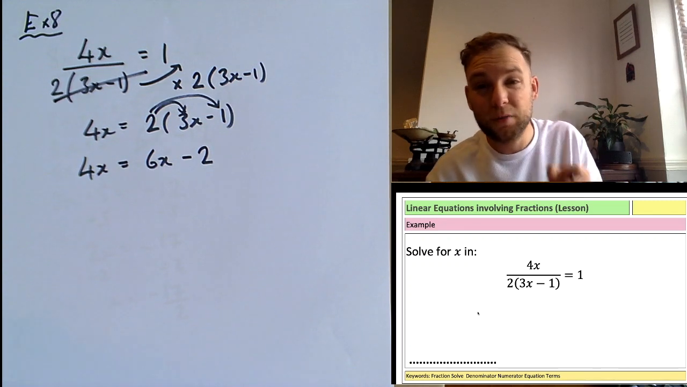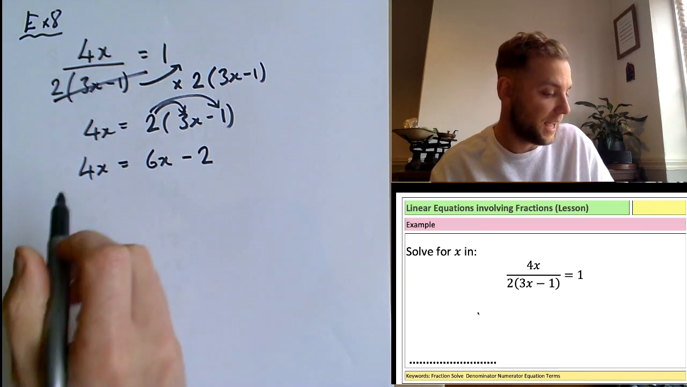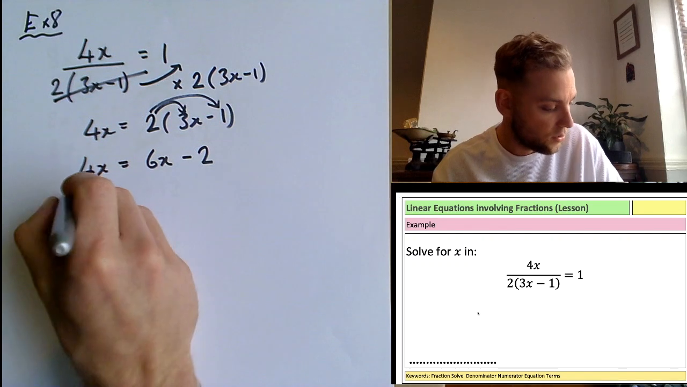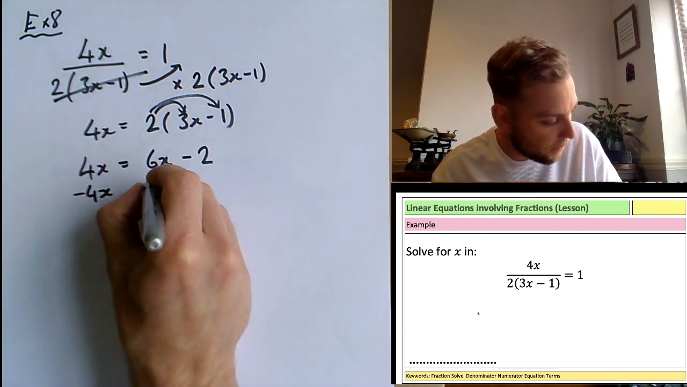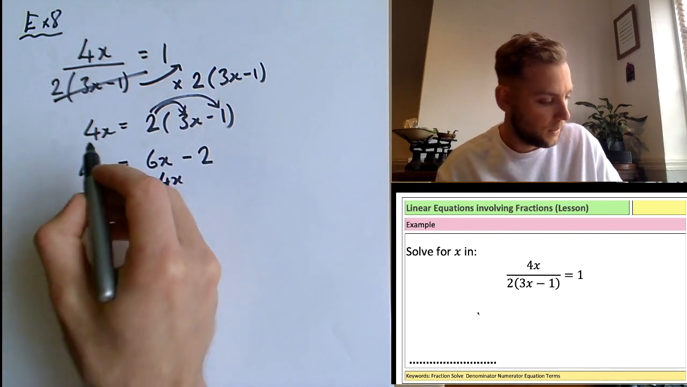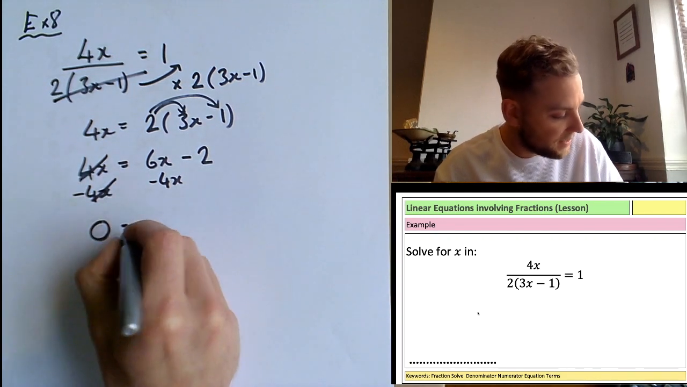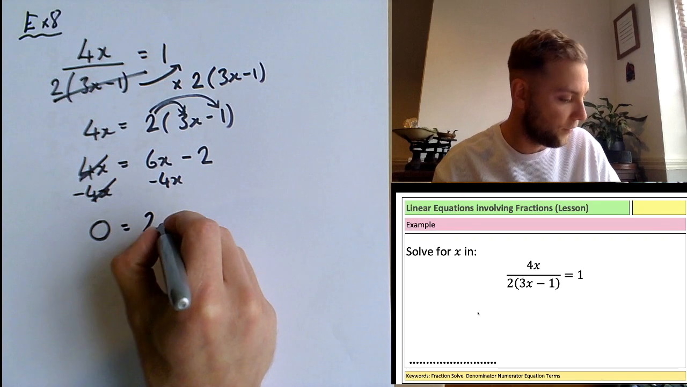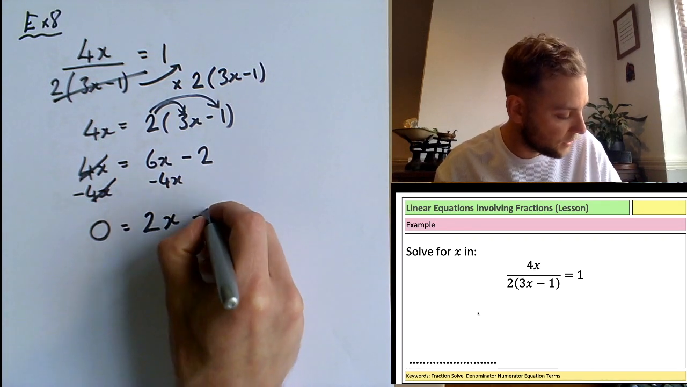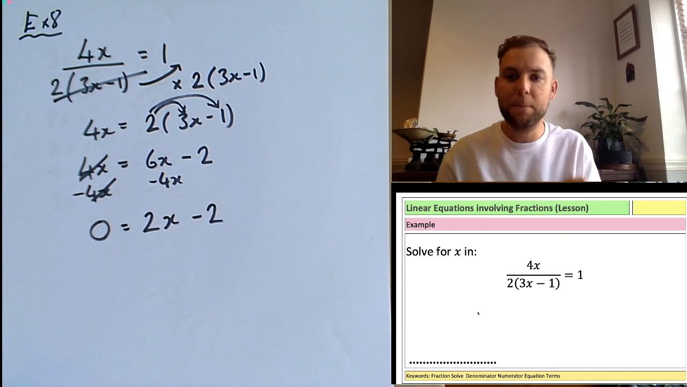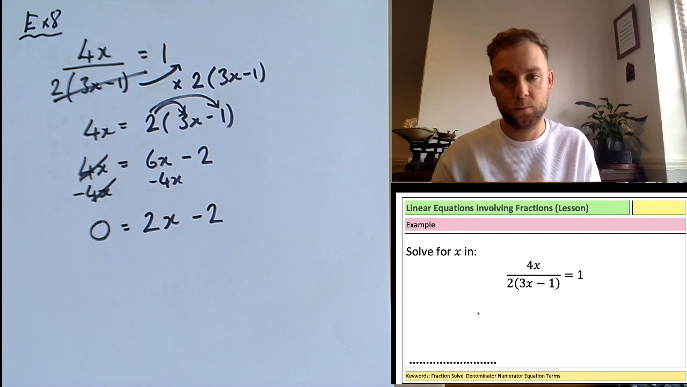I want to get rid of my smallest unknown. In this case, it's the 4x. So minus 4x, minus 4x. If I take away 4x from this side, I'm just left with 0. If I take away 4x from this side, I'm left with 2x minus 2. Remember, you're trying to get x on its own, okay?